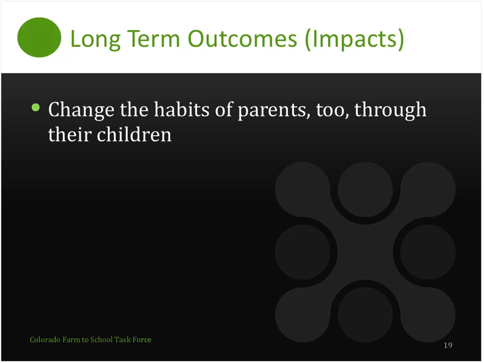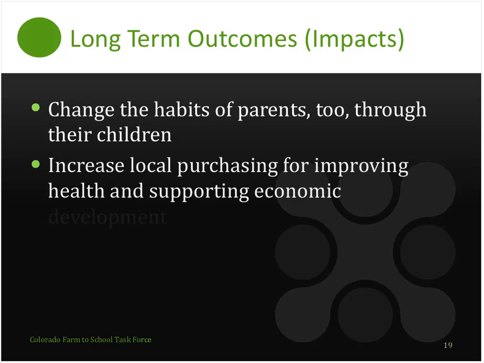One was changes in the habits of parents that occurred through their children's exposure to farm to school. This is an indirect outcome and one that signals a family cultural shift in eating habits, definitely a long-term outcome. Another was to increase local purchasing for improving health and supporting economic development. This, too, captures big outcomes. This is population health and economic health outcomes.